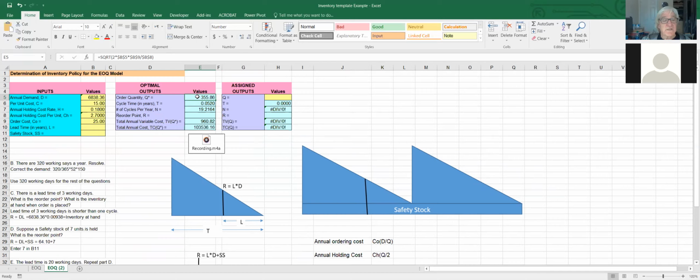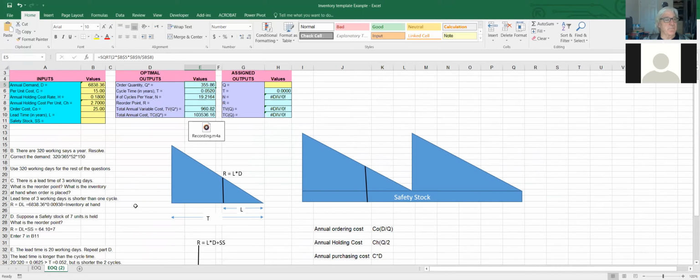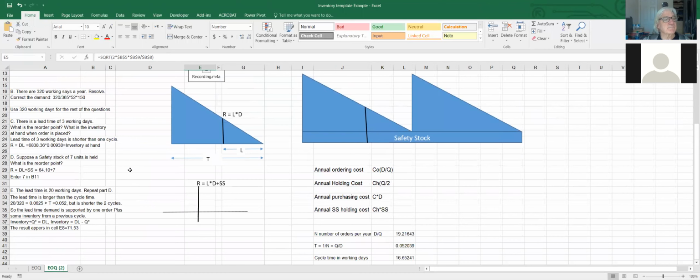Okay. So that's what happens if you work on a different one, and from here on, we are going to use the 320 for the rest of the problem. Now I'm adding lead time that was not there before. The lead time is 3 days. The lead time is shorter than the cycle time, and this will be apparent in a few minutes when we calculate what the cycle time is.